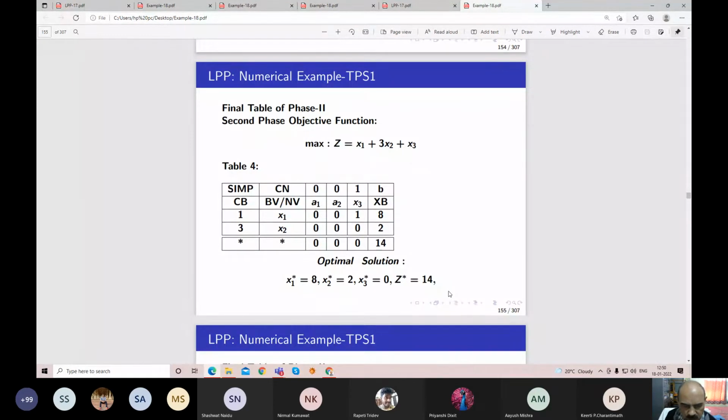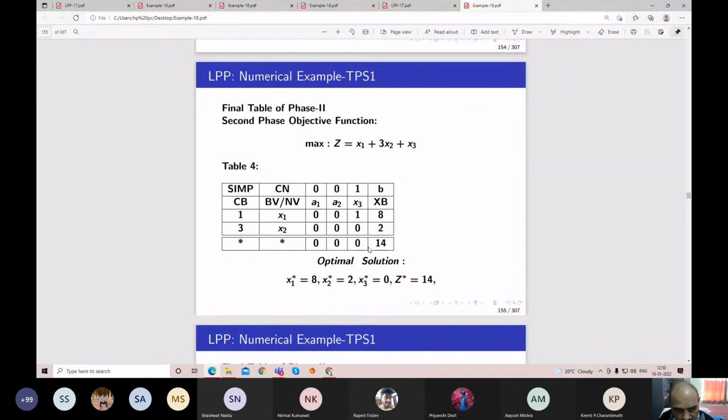Yes, sir. So now the question is how to detect that the problem has an alternate optimal solution. You can see here below x3, what is x3? x3 is a non-basic variable. In the indicator row below x3 there is a 0. Don't worry about a1, a2, they are not there. So below x3 there is a 0. This 0 indicates there is some alternate optimal solution.